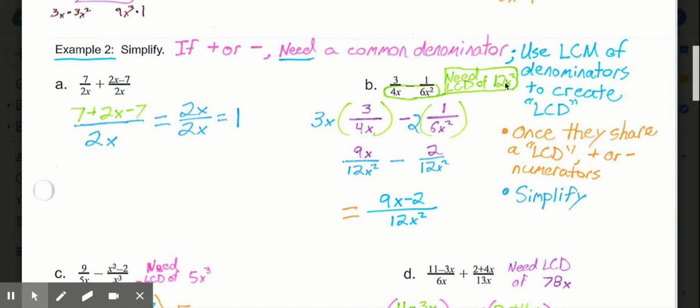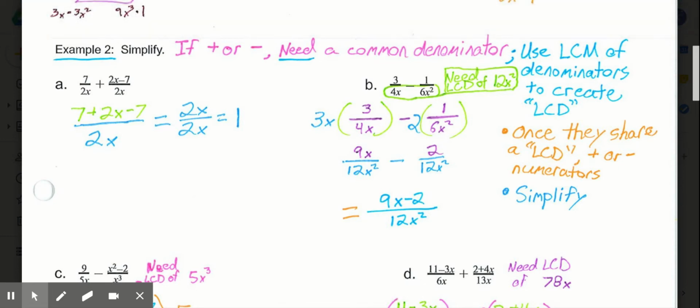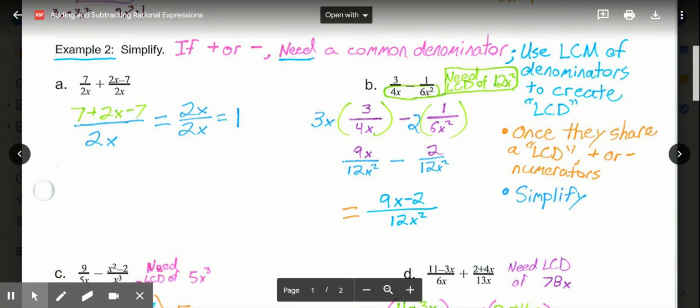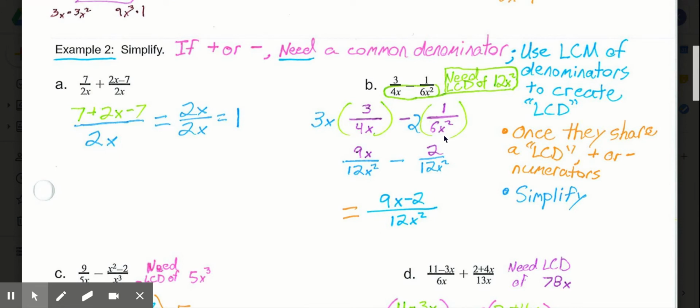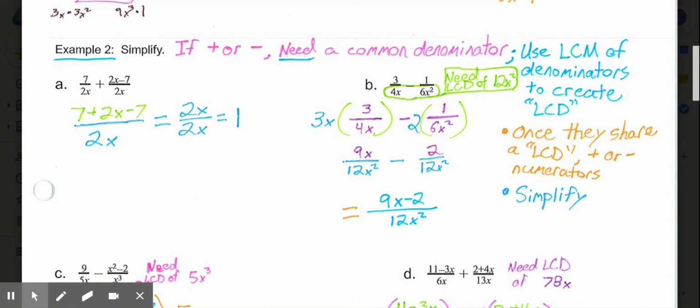Just like with normal fractions, how do we get there? To get the 4x to 12x squared, I need to multiply the fraction on the left by 3x. To get the 6x squared to 12x squared, I need to multiply that fraction by 2. Whatever you do to the bottom, you must do to the top, in this case with multiplication. So 3x times both top and bottom gives me 9x over 12x squared. Then on the right, 2 times the top and bottom gives me 2 over 12x squared.